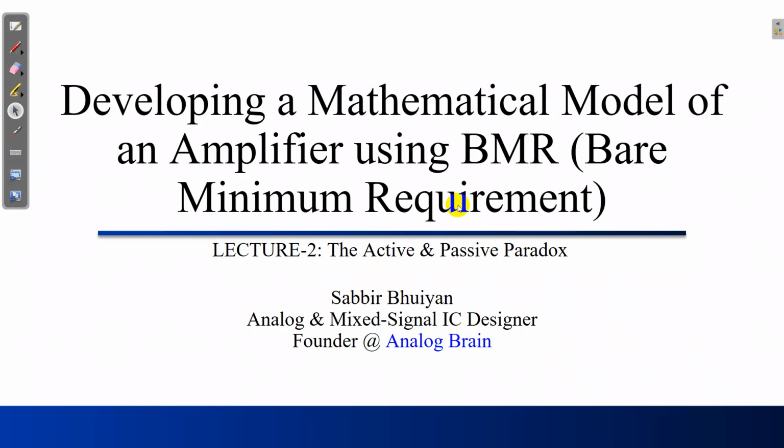Hello everyone, welcome back. This is lecture 2 of our journey toward developing a mathematical model of an amplifier using the BMR approach, bare minimum requirement. In today's lecture, we will discuss one of the deepest conceptual confusions in analog design, the active and passive paradox. We'll also connect this discussion with nonlinearity, power amplification, and the real origin of a small signal model. Let's begin.